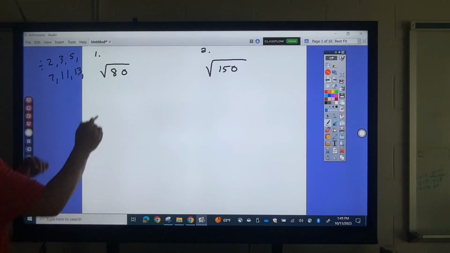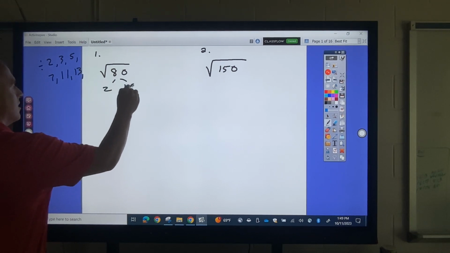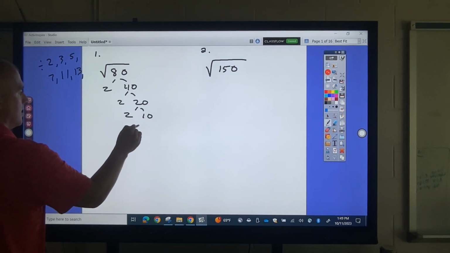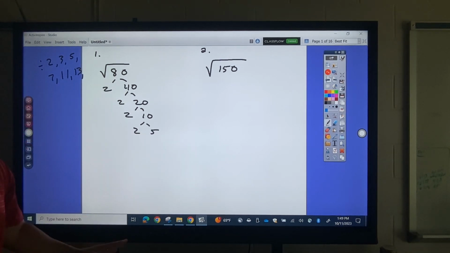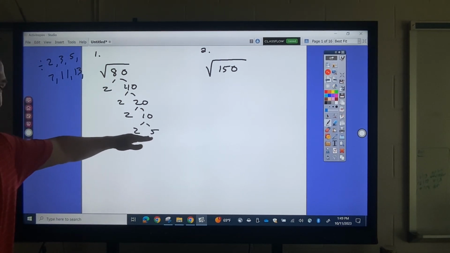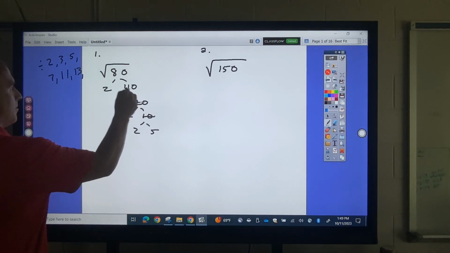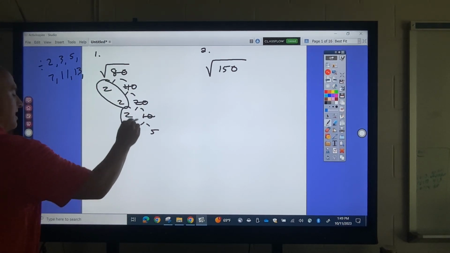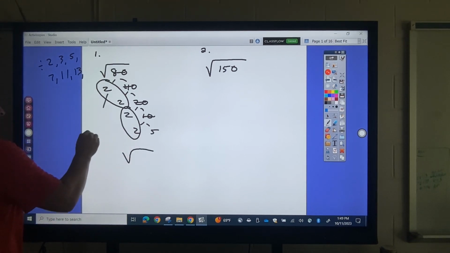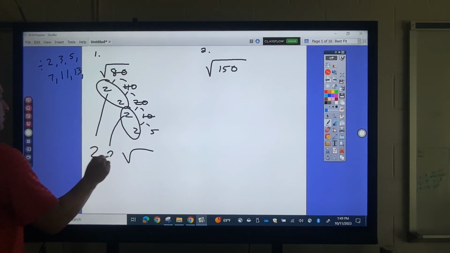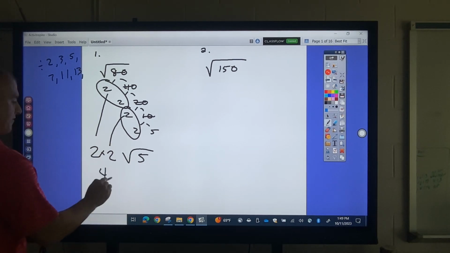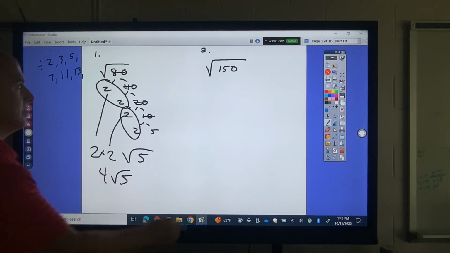So start, if you can divide by 2, do it. 2 and 40. Divide 40 by 2, 2 and 20. Divide 20 by 2, 2 and 10. 2 and 5. When do you stop? You stop when both numbers are prime. Cross off the double branches. I'm circling, since it's a square root, I circle like pairs. Now, I can take one item per thing I circle. It becomes multiplied. What I don't circle goes on the inside. So this is 4 square root of 5. Okay?